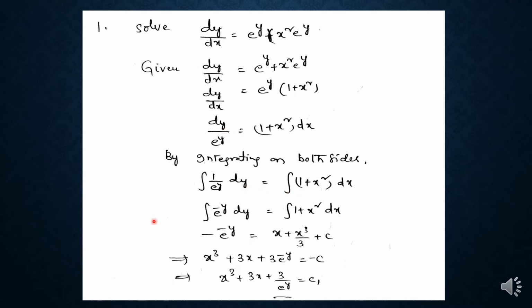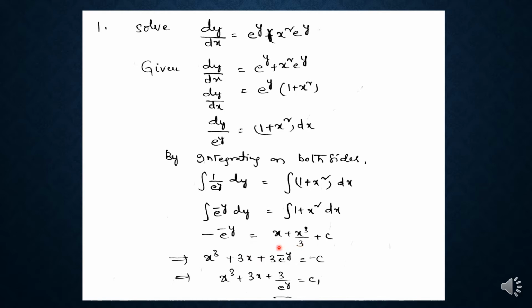Here 1 by e power y can be written as e to the power of minus y, so integral e to the power of minus y dy is equal to integral 1 plus x square dx. Integral e power x dx is e power x, and integral e to the power of minus x dx is minus e power minus x. In the same way, integral e to the power of minus y dy is minus e power minus y, which is equal to x plus x cube by 3 plus c, the integral constant.